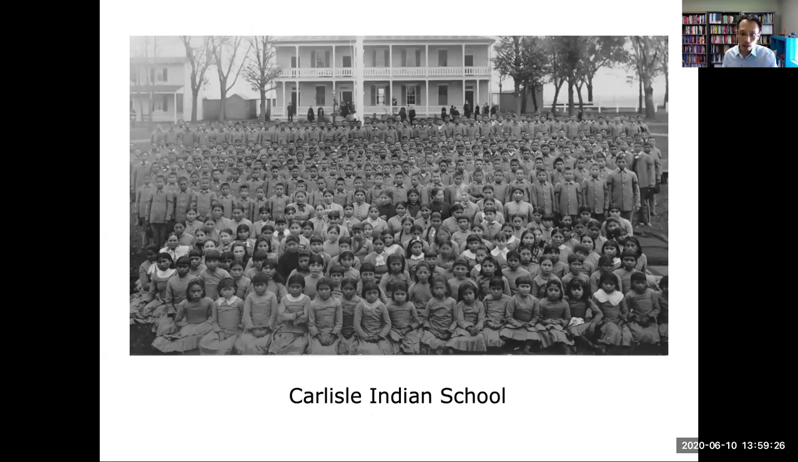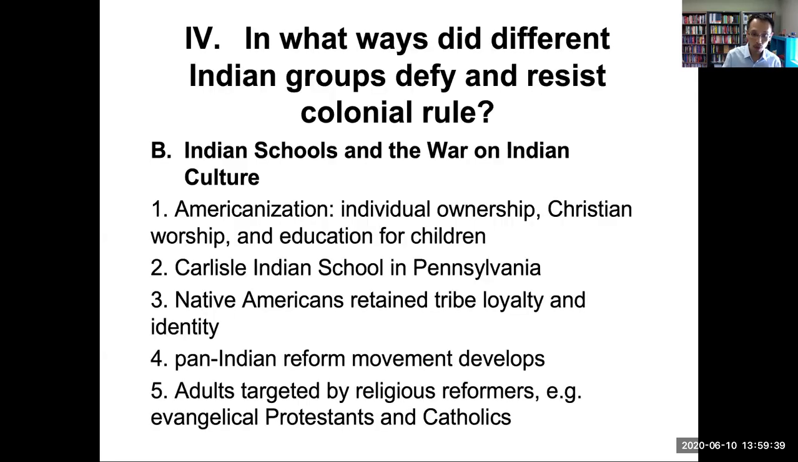At these places, the Indian children were taught to abandon their tribal traditions and try to embrace American tools of productivity and modesty. Okay, adults were also targeted by religious reformers, specifically evangelical Protestants and Catholics, who tried to convince Indian adults to abandon their language, culture, religion, clothing, and social customs for a more Euro-American lifestyle.